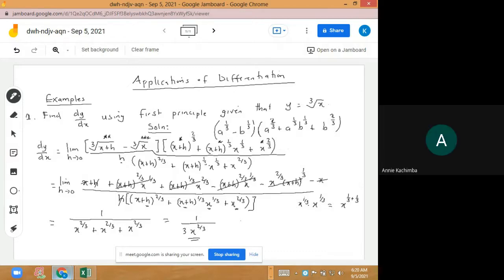So isn't there a simpler way to work this out? Sir, that was another method. But for power rule, I'm finding this using first principle.